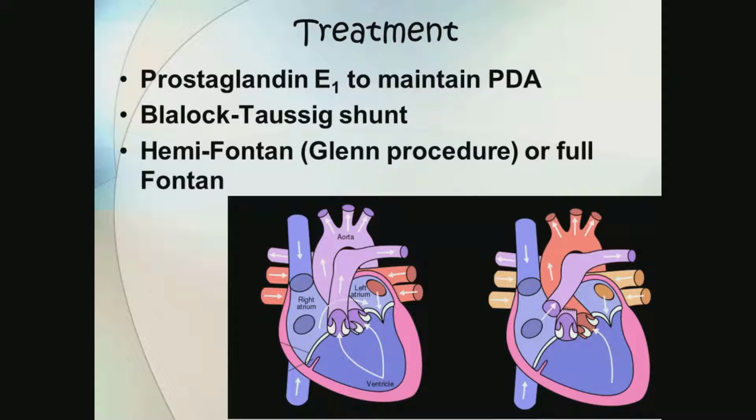We'll do a Blalock-Taussig shunt so that we have blood flow going to the pulmonary system, because you don't have the pulmonary artery receiving the predominant amount of blood. And we'll follow it with something called a hemi-Fontan or a Glenn procedure or a full Fontan, and I'll explain what those are when we talk about the next defect. We have to manage these.